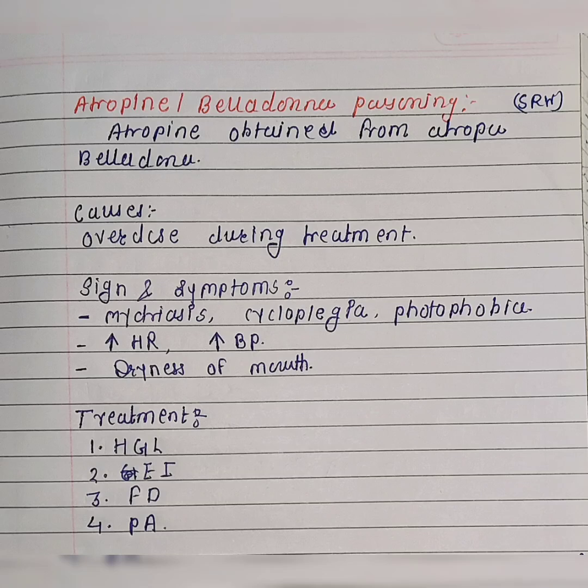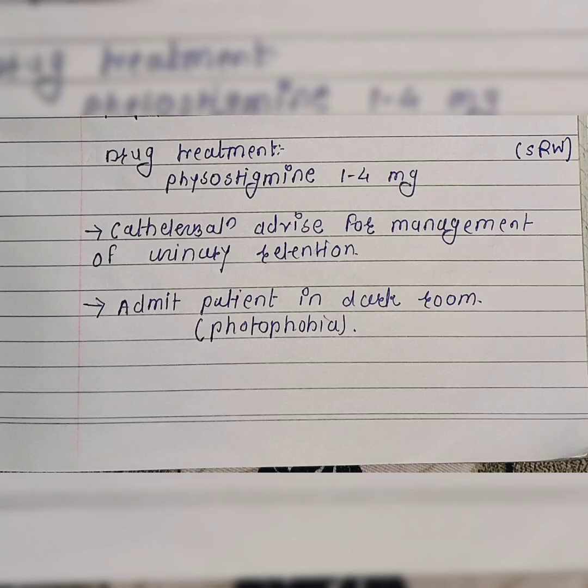Drug treatment includes physostigmine 1 to 4 mg. Catheterization is advised for the management of urinary retention, and the patient is advised to be kept in a dark room, because a side effect of atropine poisoning is that the patient suffers from photophobia, failing to respond to bright light.